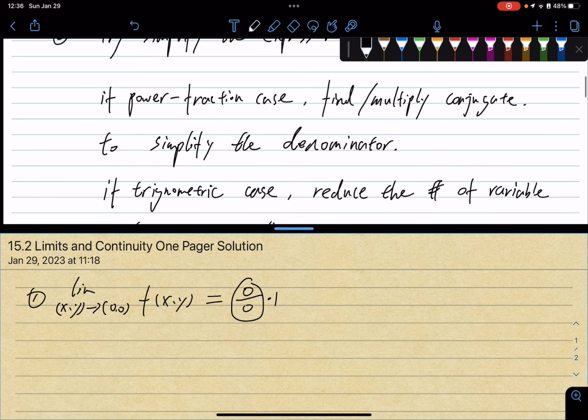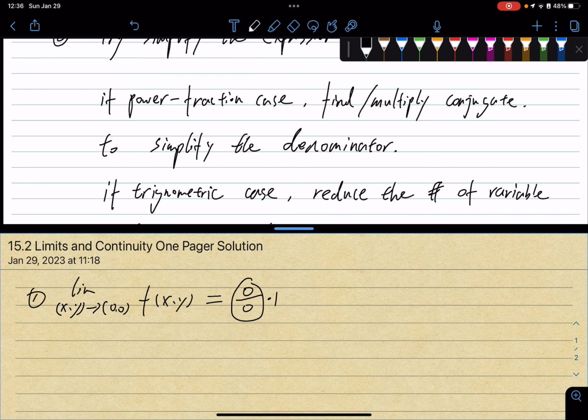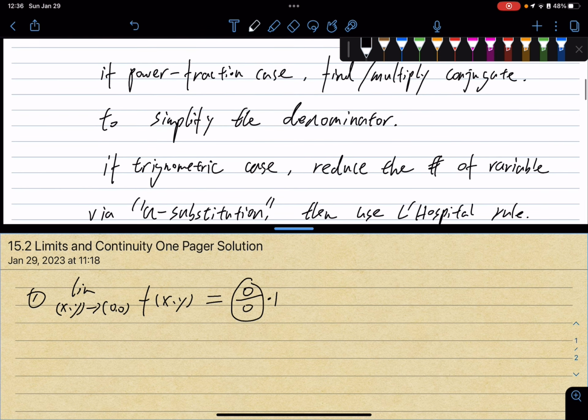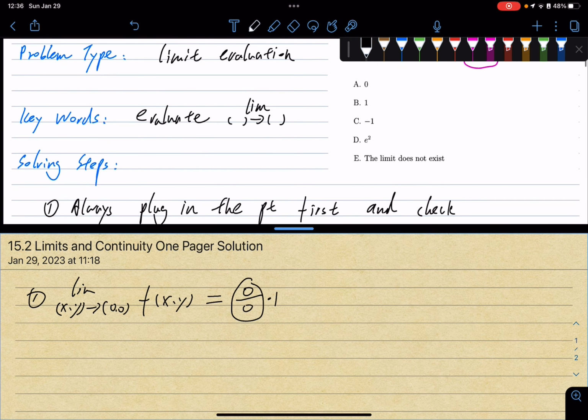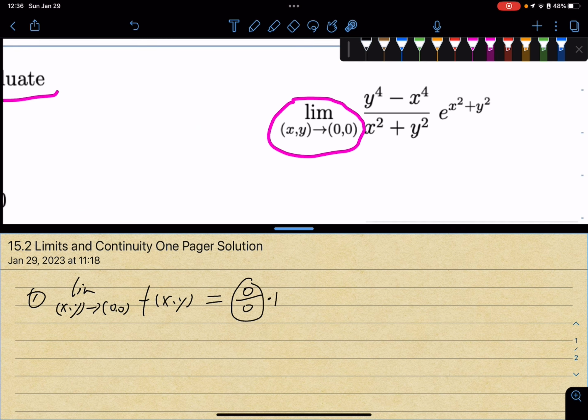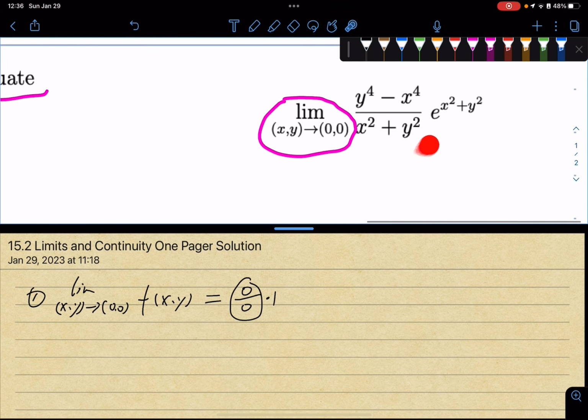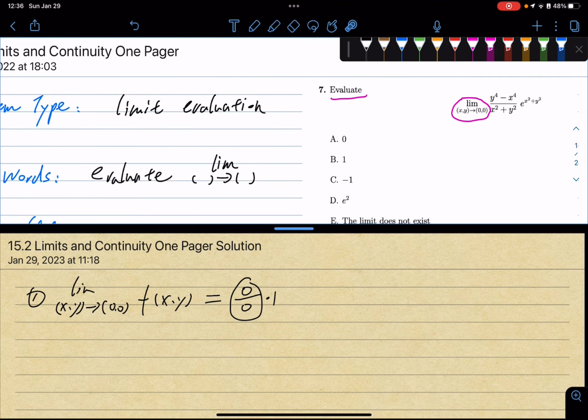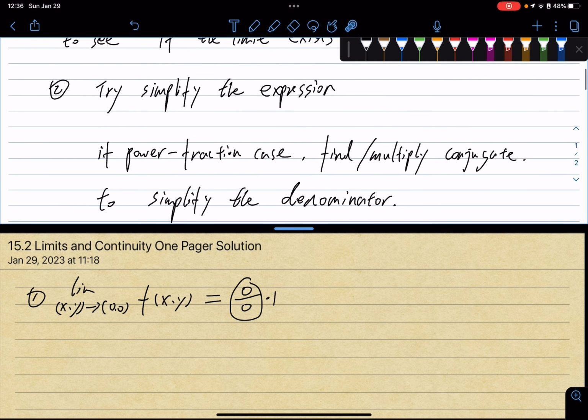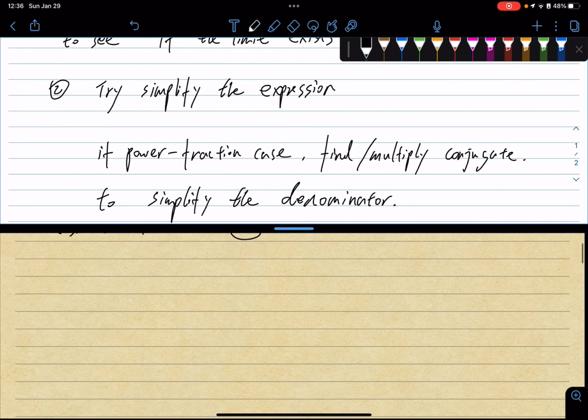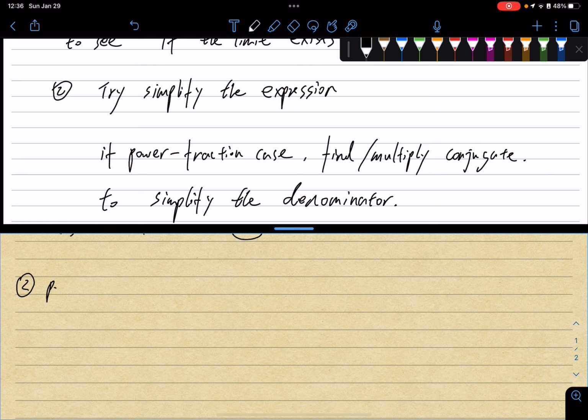And then for the trigonometric case, we can reduce the number of variables via the so-called u substitution, and then use the L'Hopital rule. So in this case, if we take a closer look at the function itself, we have a fraction and a bunch of powers right here. So we can conclude that this is a power fraction case, right?